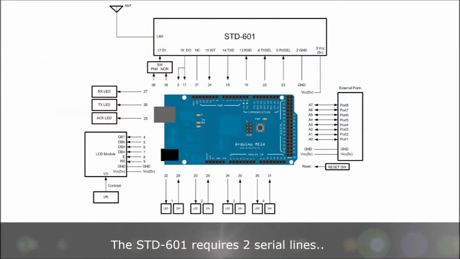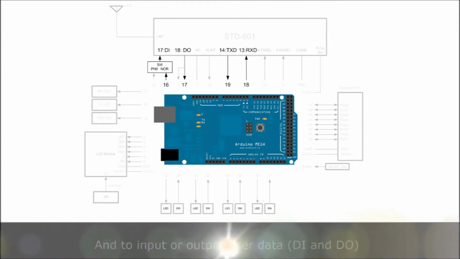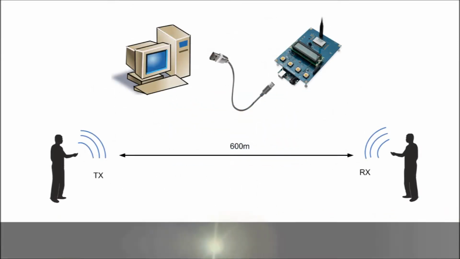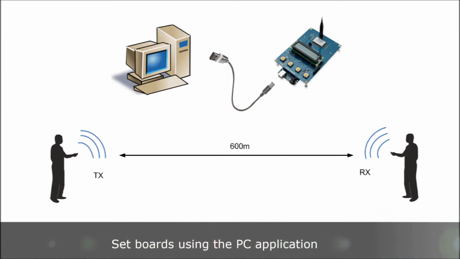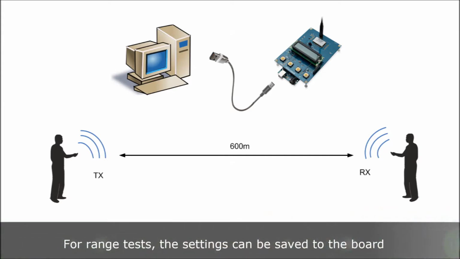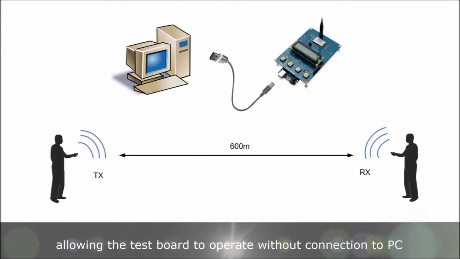The STD-601 requires two serial lines. STD-601 RF setting commands use TXD and RXD. Input user data using DI and DO. To set up a communication system, we designate TX and RX and set the boards using the PC application. For range tests, the settings can be saved to the board, allowing the test board to operate without connection to a PC.